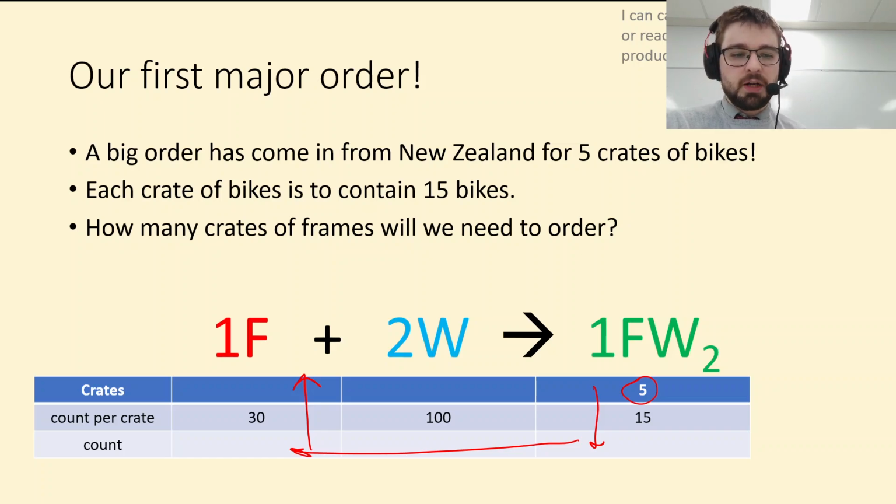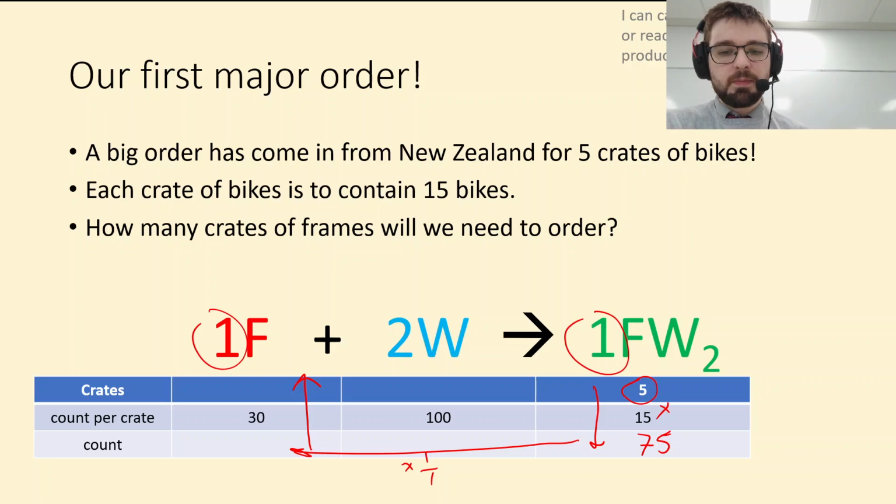So we've got 5 crates. Each crate has 15 in it. So altogether we're going to have 5 times 15, which is 75. Now if we've got 75 bikes, what's our ratio? Well, it's 1 to 1, or we could times what we're going to, divide by what we're coming from. So we're also going to need 75 frames. If we need 75 and there's 30 per crate, 75 divided by 30 is going to give us 2.5. So we're going to need 2.5 crates.